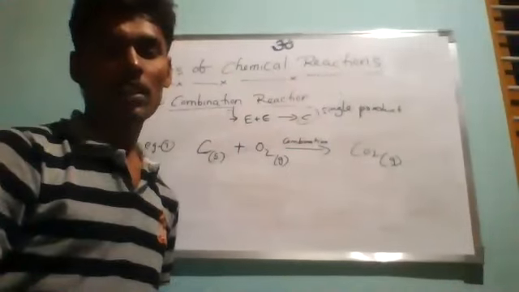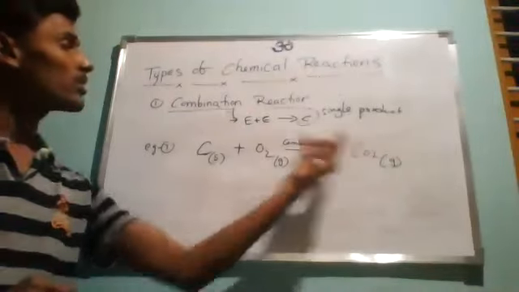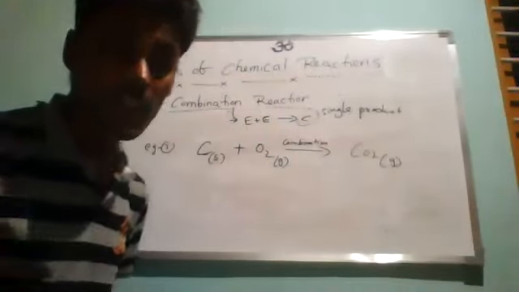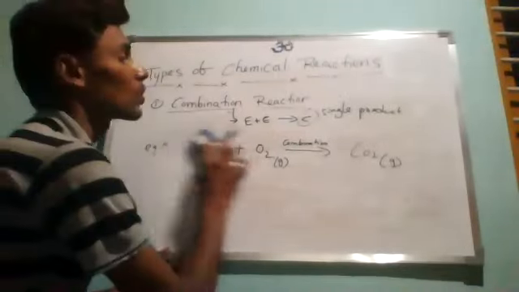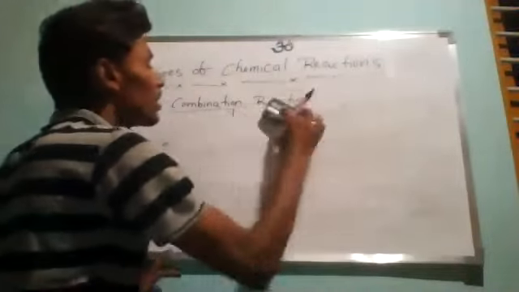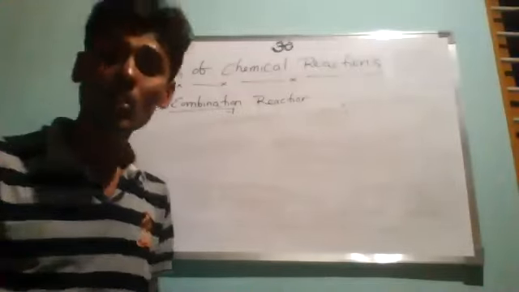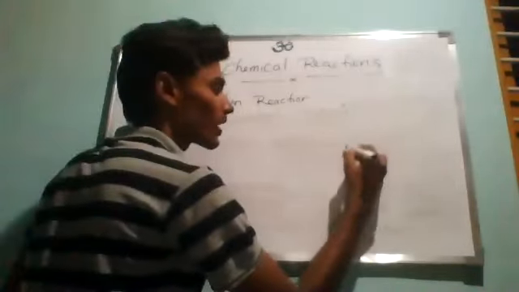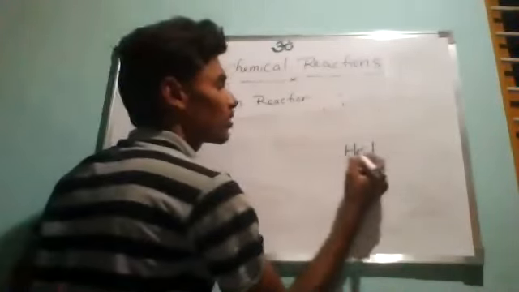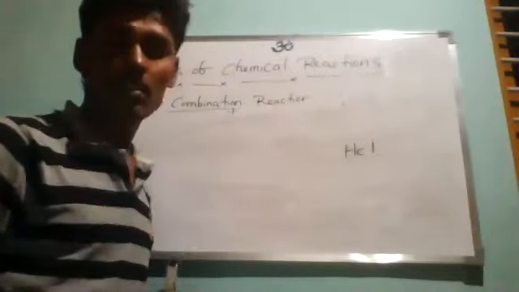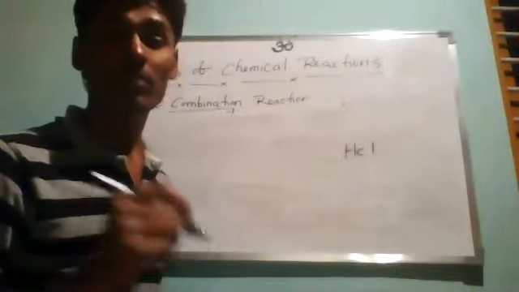Understood? Now the next example, which is also the formation of a single product by the combination of element plus element, is hydrogen gas reacting with chlorine. Hydrogen gas is reacting with what? Chlorine. Now we know that hydrogen plus chlorine will react and form a well-known compound called hydrochloric acid. What is it? Hydrochloric acid. We know the hydrochloric acid formula is HCl, which is basically present in liquid state.